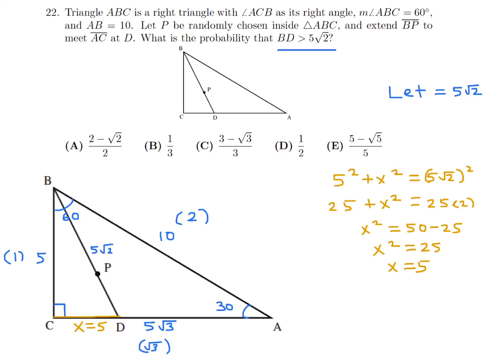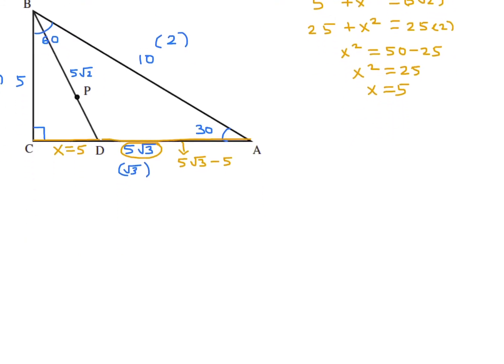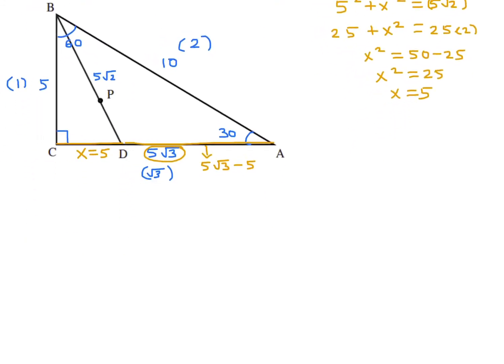I think that should be enough. So that means this region here is going to be 5 root 3 minus 5, because this 5 root 3 represents the whole A to C. That's all we need actually to figure this out. So the probability, let's recap, that BD is greater than 5 root 2 is this region right here, divided by the full.